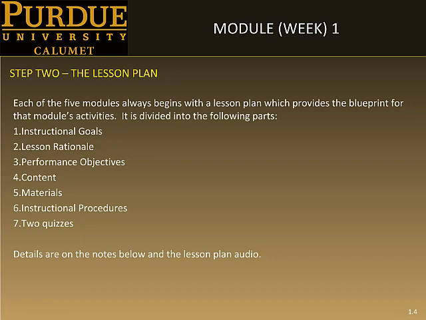It's something of a blueprint for that module's activities and is divided into the following parts. First, instructional goals. Second, a lesson rationale. Third, performance objectives. Fourth, content. Fifth, materials that you'll need for the lesson. Sixth, instructional procedures for the lesson. And of course, seventh, 2 quizzes. I'll go over the details of each of these, and they are in the notes below and on the lesson plan audio. First, instructional goals.